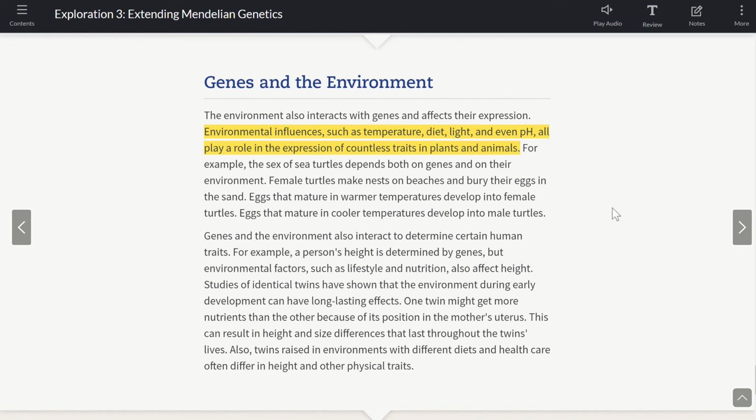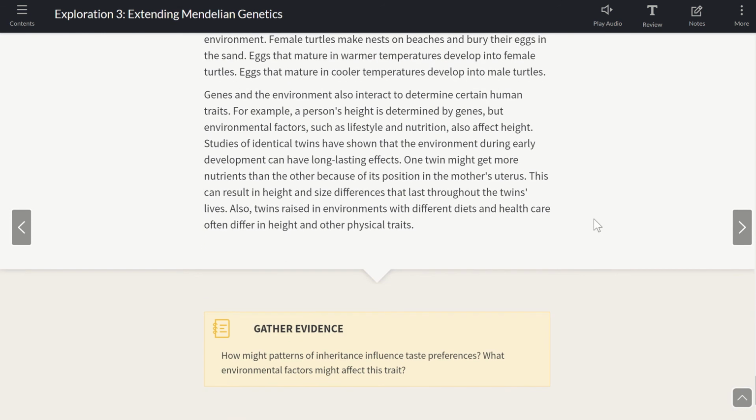All right, we'll talk a lot more about this, especially as we get into probability and how we can predict these outcomes, but that brings us to the end of Exploration 3.